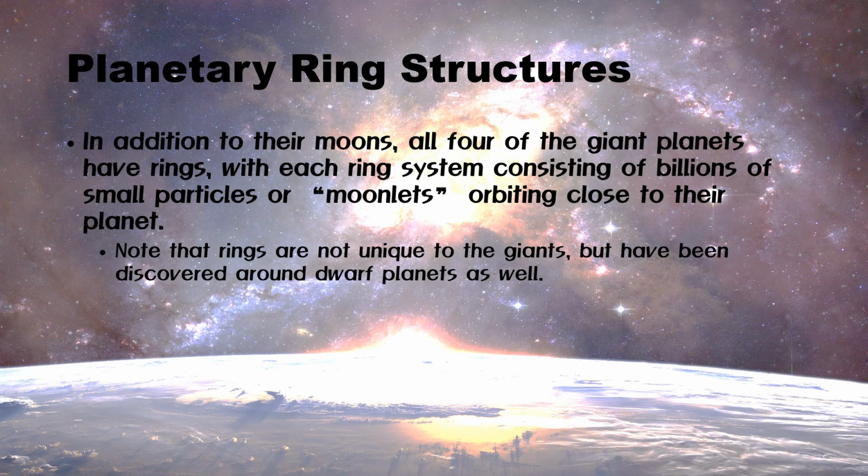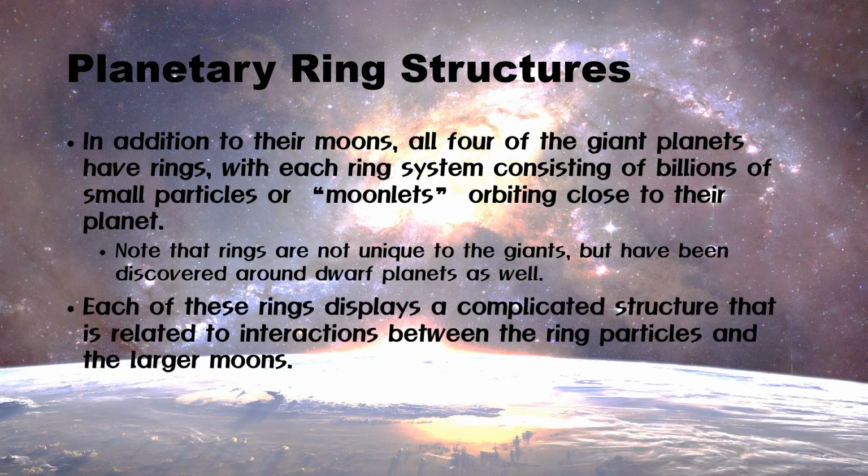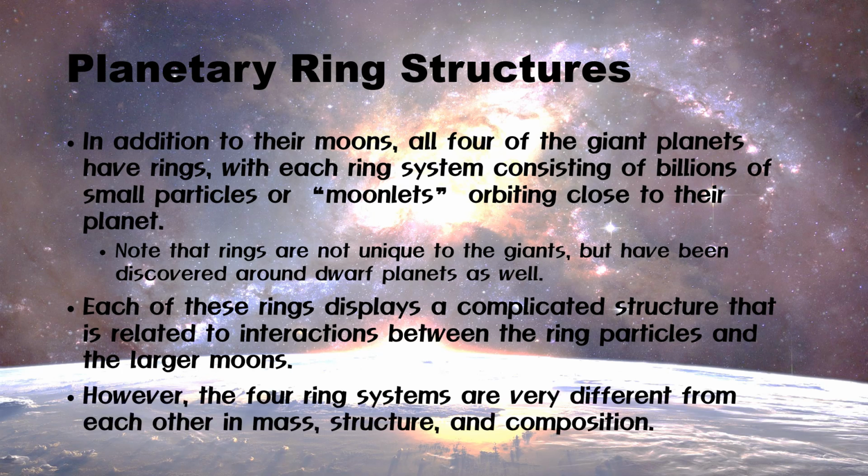But in addition to their moons, all four of the giant planets in our solar system have rings, with each ring system consisting of billions of small particles, or moonlets as they are often referred to, orbiting close to the planet. Now note that rings are not unique to the giants, but have been discovered around dwarf planets as well. Each of these rings displays a complicated structure that is related to the interactions between the ring particles and the larger moons. However, the four ring systems are very different from each other in mass, structure, and composition.